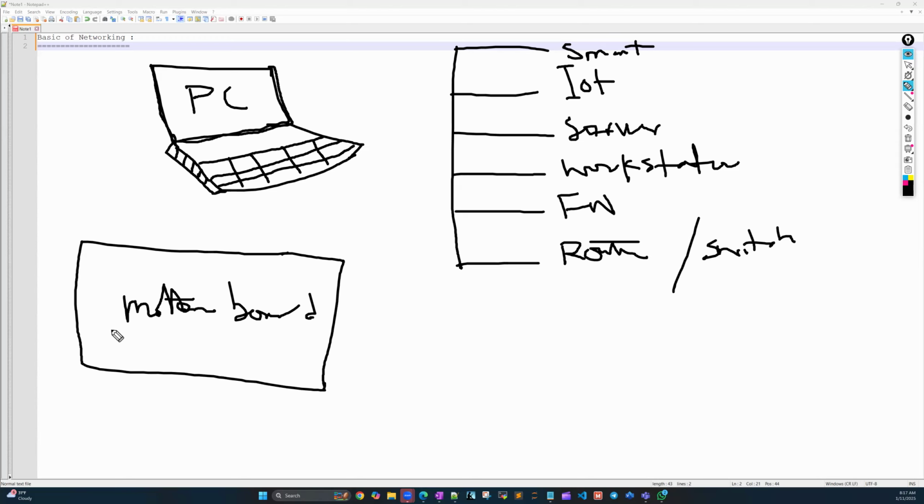But the most important aspect we need to pay more attention to from the network and security perspective is the NIC. It's called NIC. This NIC is called Network Interface Card. This is the card that a number is engraved on from the manufacturer.